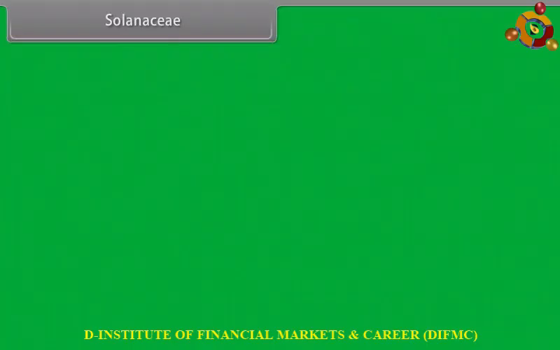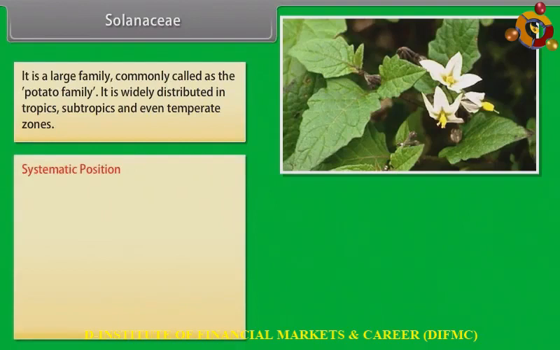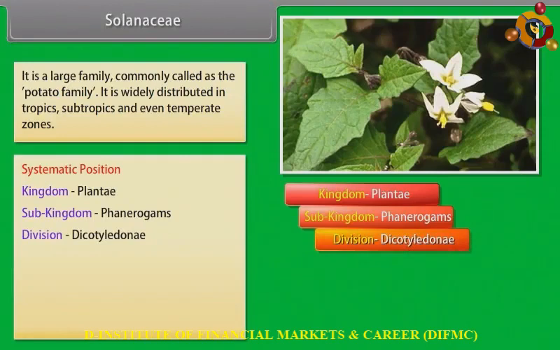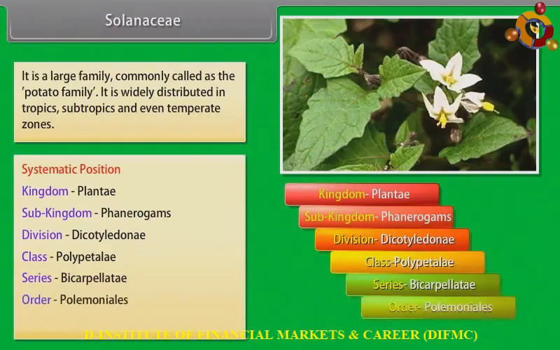Solanaceae. It is a large family, commonly called the potato family. It is widely distributed in tropics, subtropics, and even temperate zones. Systematic position. Kingdom Plantae. Subkingdom Phanerogamae. Division Dicotyledonae. Class Gamopetalae. Series Bicarpellatae. Order Polemoniales. Family Solanaceae.